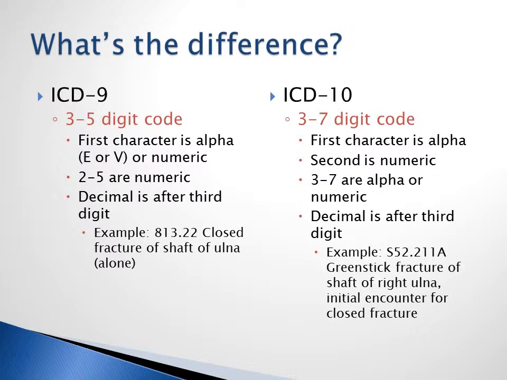And the example I've given is a crosswalk from the closed fracture shaft of ulna, 813.22, to the ICD-10 code S52.211A. As you can see, it's a much more specific description, going from closed fracture shaft of ulna to greenstick fracture of shaft of right ulna, initial encounter for closed fracture.